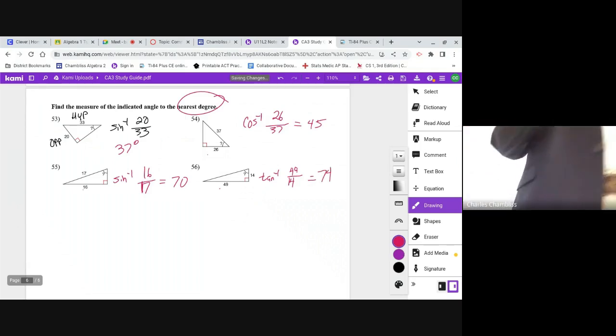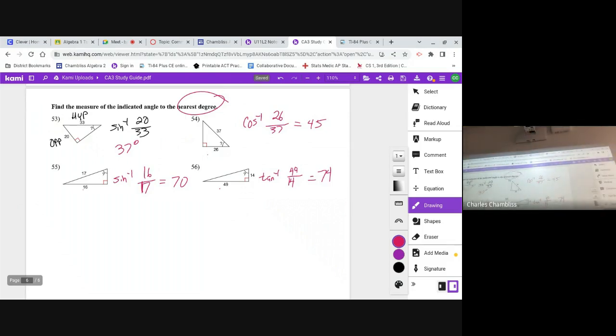That's how the inverse trig functions work. Here's a picture, type it in the calculator. Pretty simple.